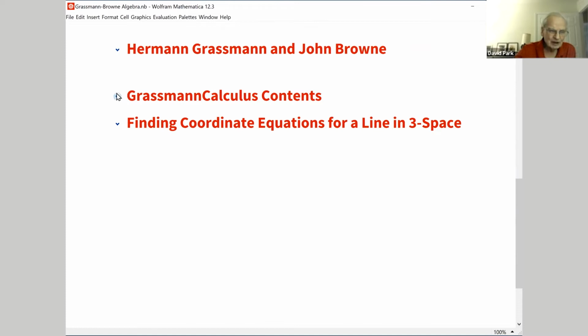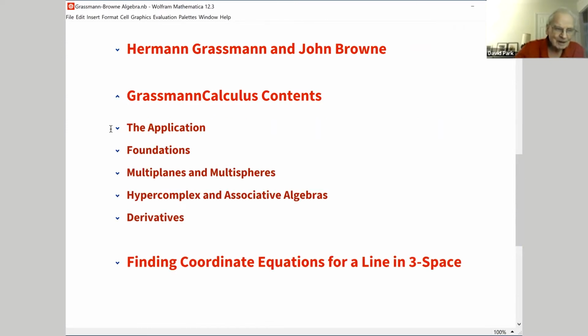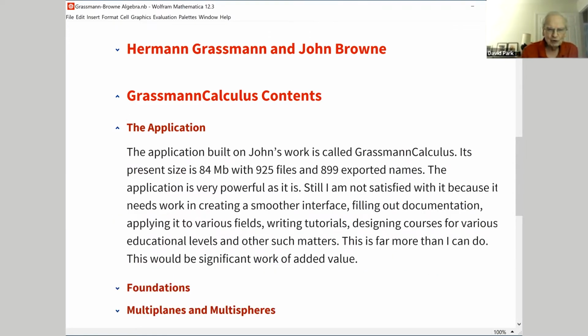Well, now I'm going to talk a bit about the contents of John's books and the application. The application built on John's work is called GrassmannCalculus. Its present size is 84 megabytes with 925 files and 899 exported names. The application is very powerful as it is. Still, I am not satisfied with it because it needs work in creating a smoother interface, filling out documentation, applying it to various fields, writing tutorials, designing courses for various educational levels, and other such matters. This is far more than I can do. This would be significant work of added value.